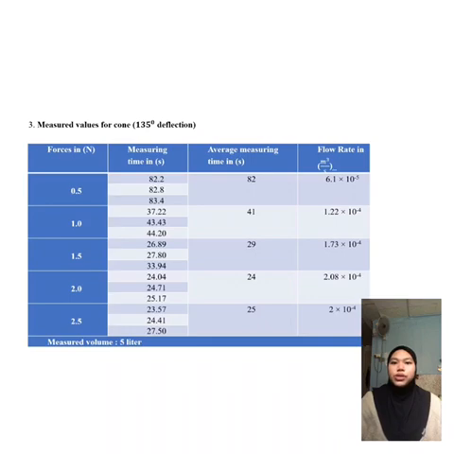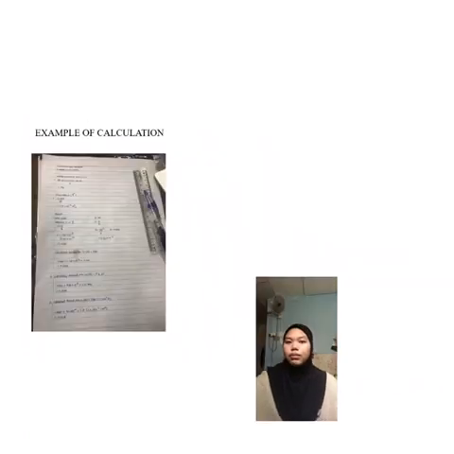Number 3 is measured values for the cone, 135-degree deflection. In the data we have forces and measuring time. To calculate the average measuring time, we add all the times and divide by 3. Also the flow rate is the measured volume divided by the average measuring time, and we get the answer. Okay, this is the example of calculation for sample 1.